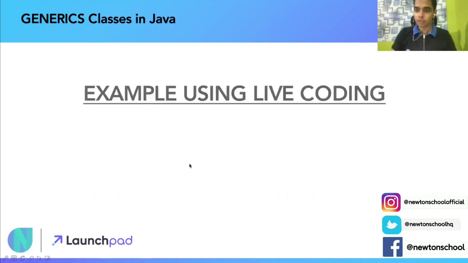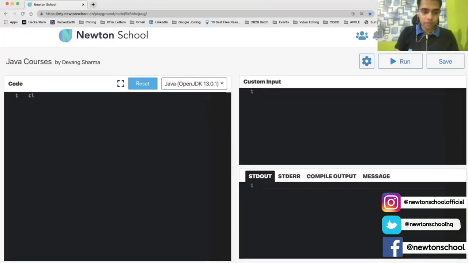Let's understand it using live coding. Let's go to the Newton School IDE and do the coding. As you can see on the IDE, I will use the same code for creating a generic class. I will define it as type T. I created an object and I will now create a function. This is my setter here. And this I am returning the object of it. So this is my generic class.